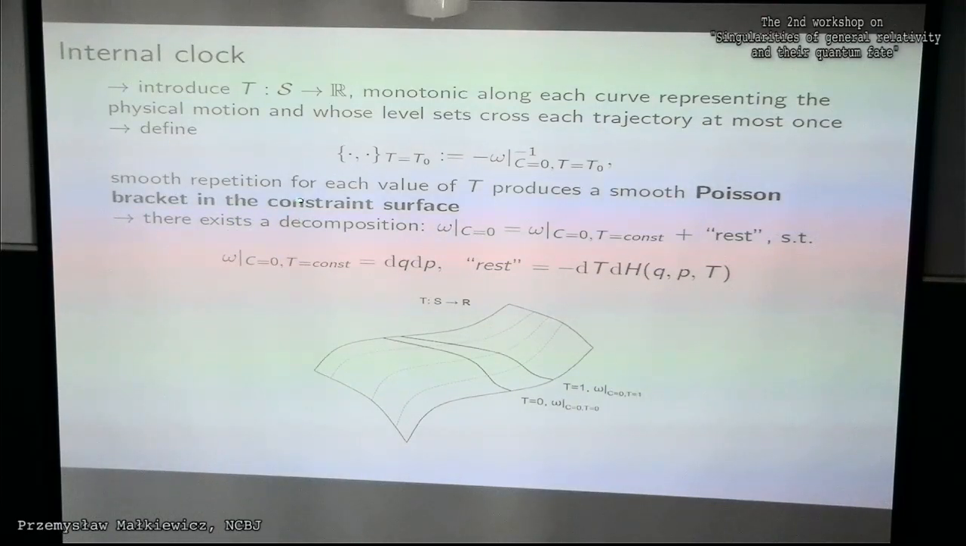And there exists a decomposition of this two form, this induced two form, into the part which is obtained by confining it to a given surface which crosses a given point, plus the rest. This is a closed two form. This must be a closed two form.